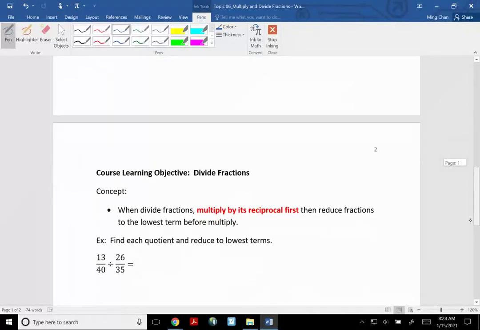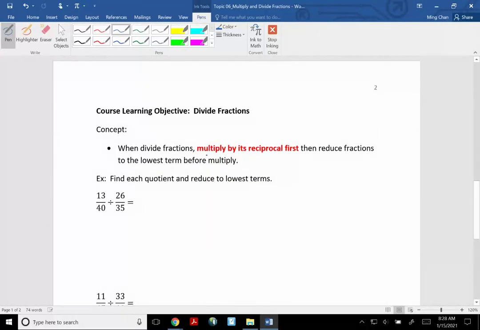When it comes to dividing fractions, we're going to multiply by its reciprocal first. Then we're going to reduce the fractions before we multiply. So we basically turn dividing by a fraction into a multiplication of fractions by simply multiplying by its reciprocal first. So it's always the second fraction that will switch, okay?